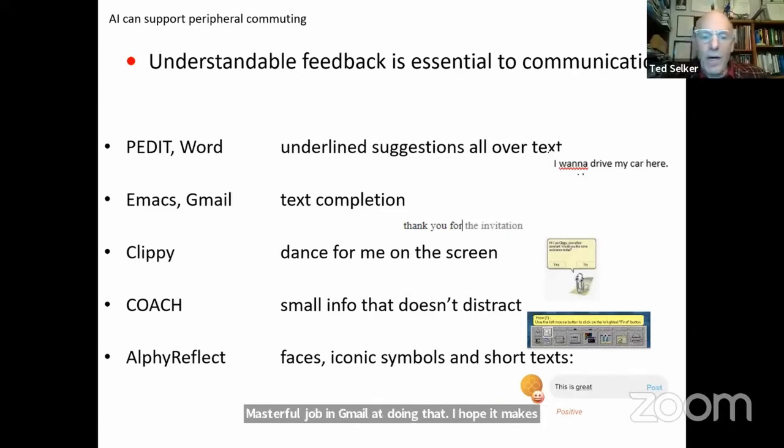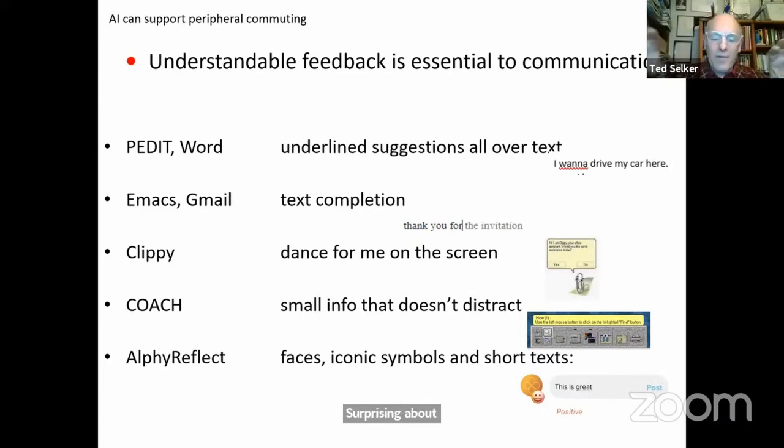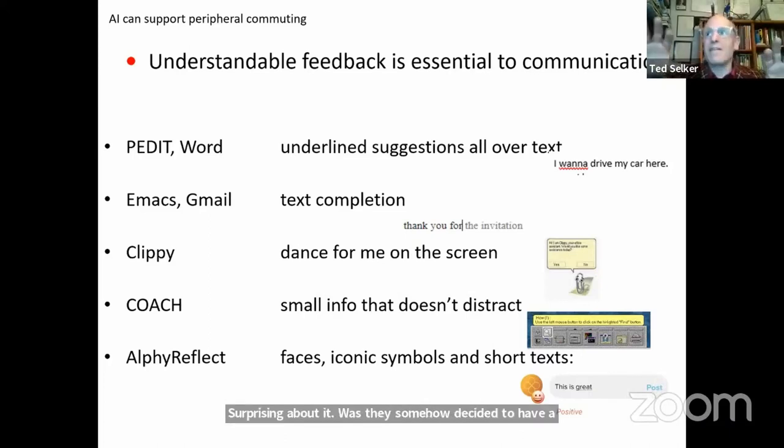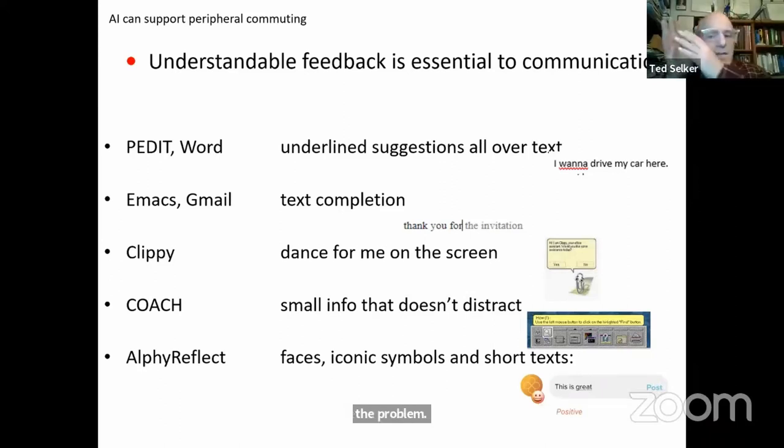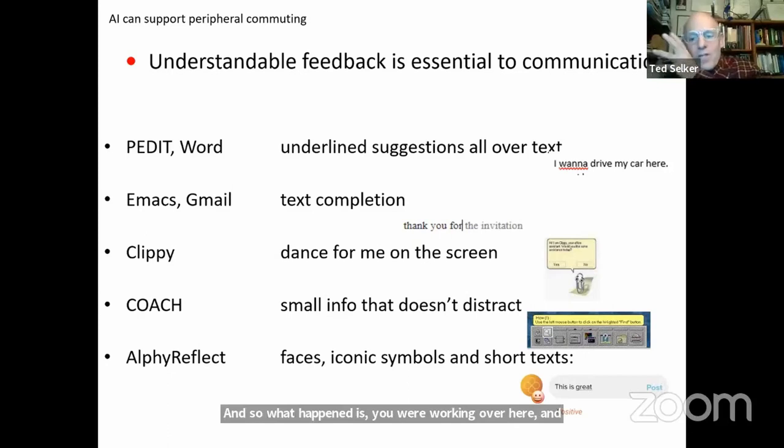Another example of something trying to give feedback is Clippy. What I found especially surprising about it was they somehow decided to have it wiggling off on the periphery. And the peripheral vision really is attracted to things that move. It also would often tell you what something was for, not how to solve the problem. So you were working over here and Clippy would take your attention over to there, and then it wouldn't solve a problem for you.